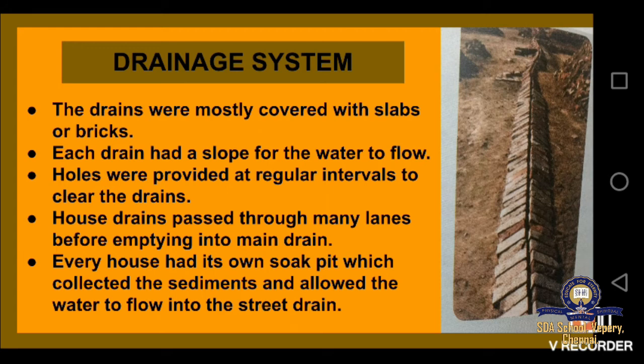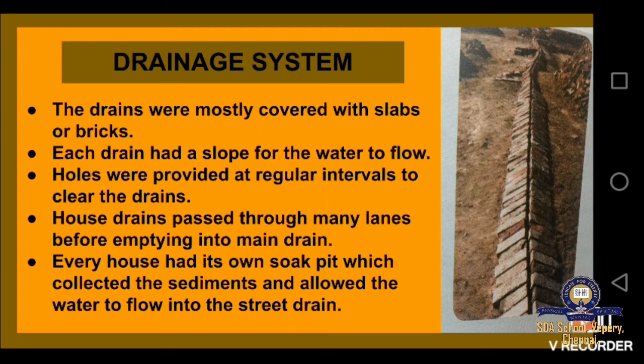And finally, every house had a soak pit, and they had their own holes so that the sediments could stop and the water could flow properly. So their drainage system was totally different from others. Every drain from the houses would go and mix in the streets, and they would empty at the end. So the drains would look like what you see in the picture.